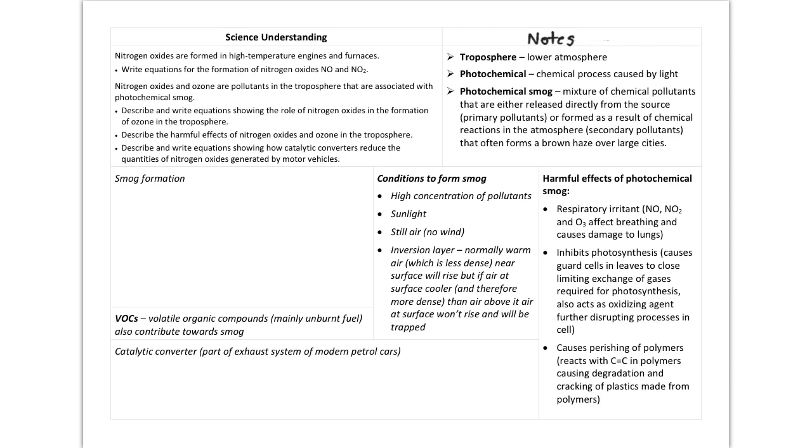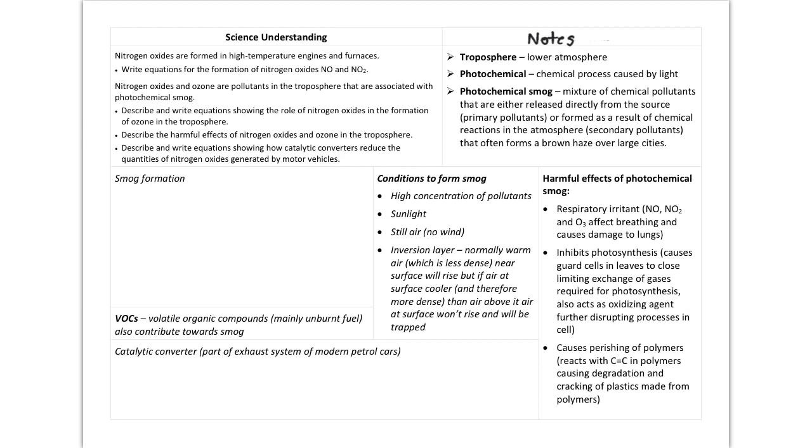Firstly, just a few key terms. When we talk about the troposphere, we're basically talking about the lower part of the atmosphere. Photochemical is basically a chemical process that's caused by light, and generally sunlight, but there are also some other photochemical processes which rely on things like UV. Certain glues will only cure under UV light.